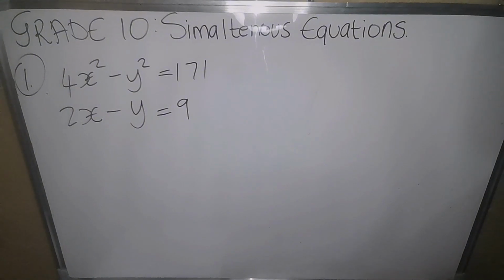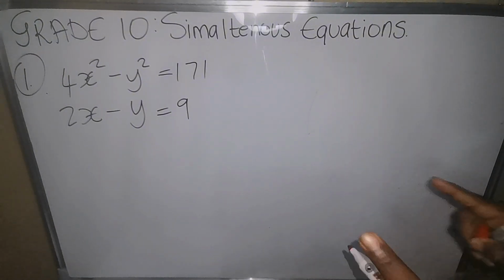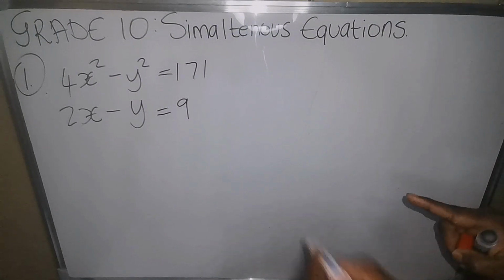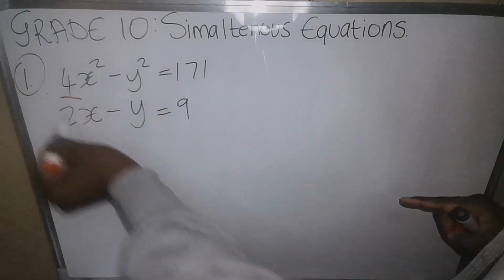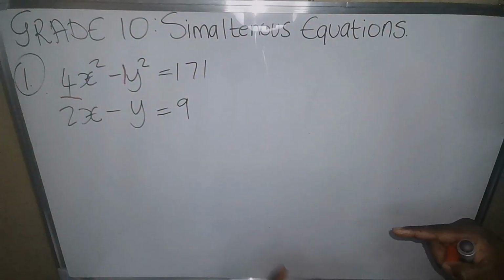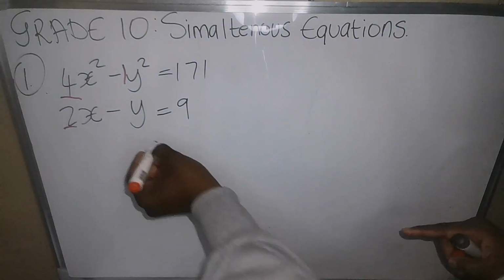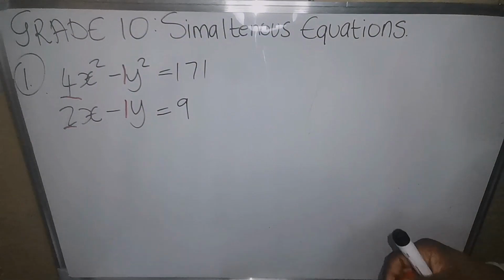Now, your aim for any type of simultaneous question is to find x and y. That's your aim. Which means x and y each must be the subject of the formula. Now, you need to check the coefficients of x and y. In this case, 4 is the coefficient of x squared, then -1 is our coefficient of y squared, and 2 is our coefficient of x, and -1 is our coefficient of y.